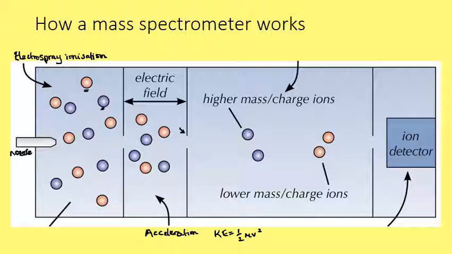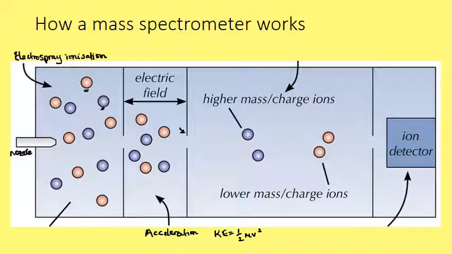So they travel from left to right at the speed that they reached by the time they left the second field. And you can see the blue ones have, in the same amount of time, traveled less far than the red ones. That's because they have a higher mass. If they've got a higher mass but the same kinetic energy, then they're going to have a lower velocity. Whereas the little pink ones have traveled further along the middle chamber from left to right because they have a lower mass to charge ratio.